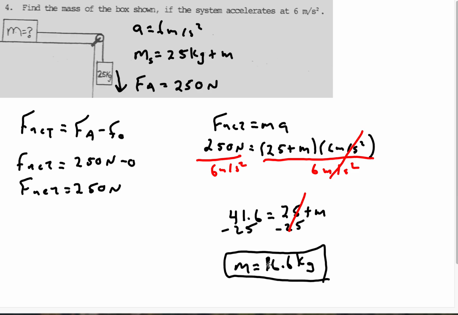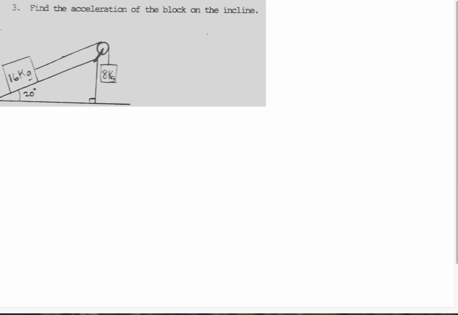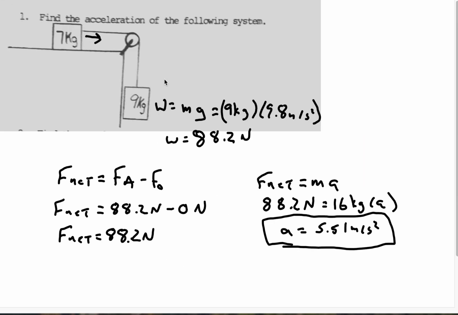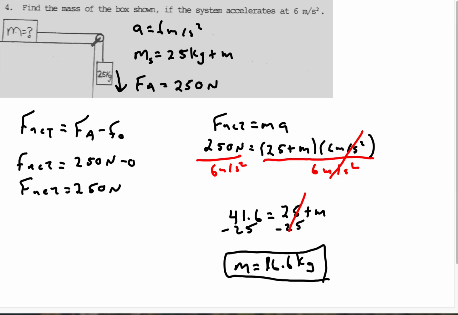So the physics part of this wasn't too hard. The math part was a little bit harder, right? That required a little bit of thinking. But this problem, number 4, it's actually pretty close to number 1. It's almost exactly the same. You just had to find that mystery mass in there.